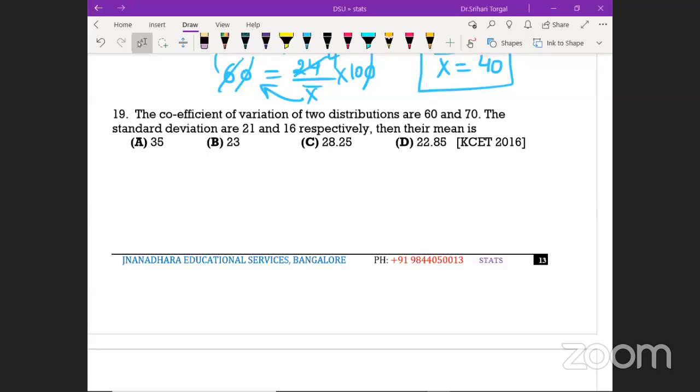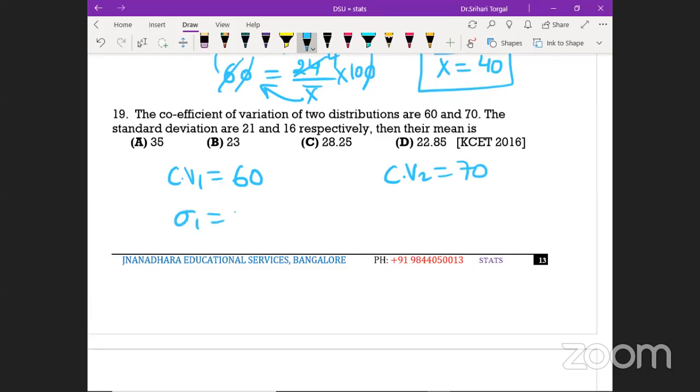Yes, 28.25. Coefficient of variation of two distributions are 60 and 70. The standard deviations are 21 and 16 respectively. Then their mean is... When they give you two CVs, you need to write them like this: CV1, CV2.